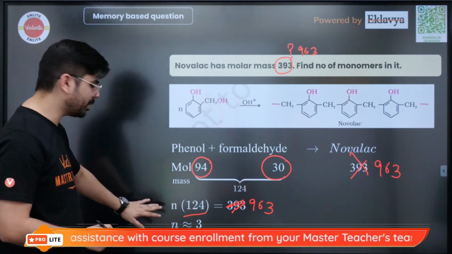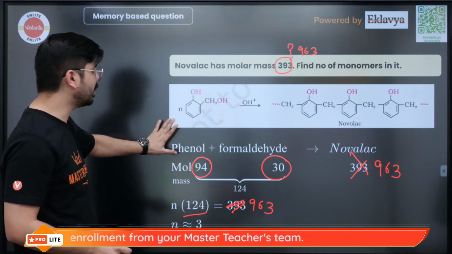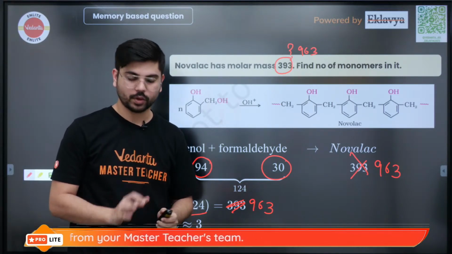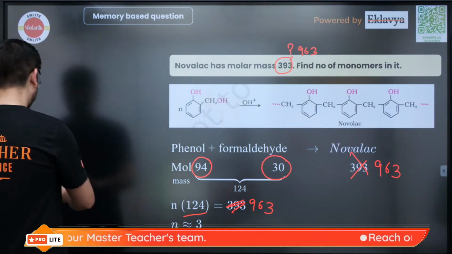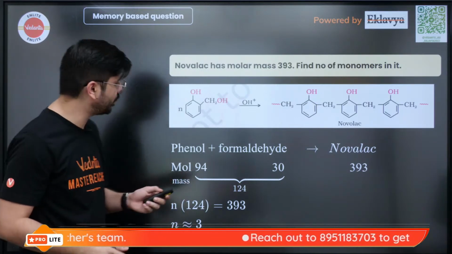So this was simply a mathematical question, not very difficult. You should have known only the monomers involved in it. Cool. So I'm not explaining any further over here because it is simply mathematical.